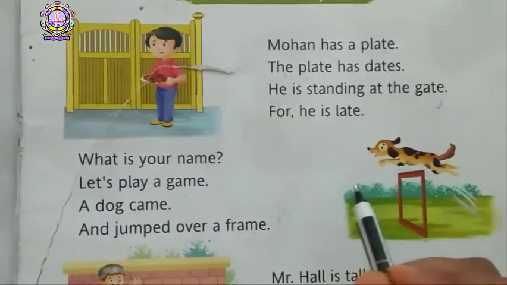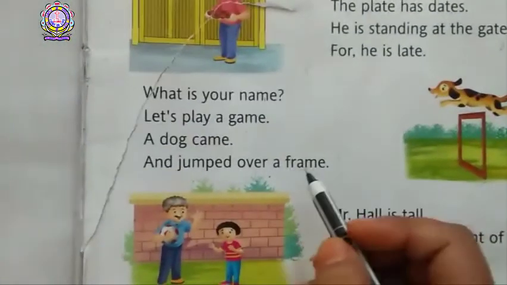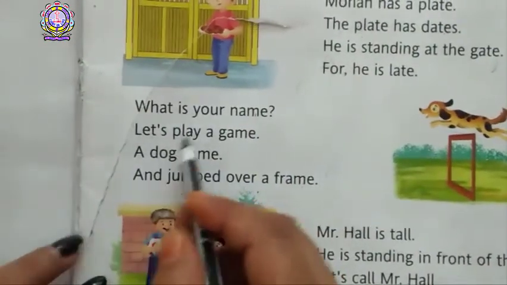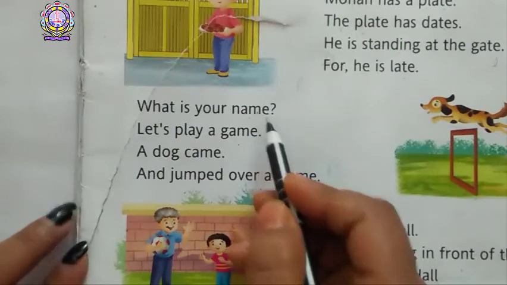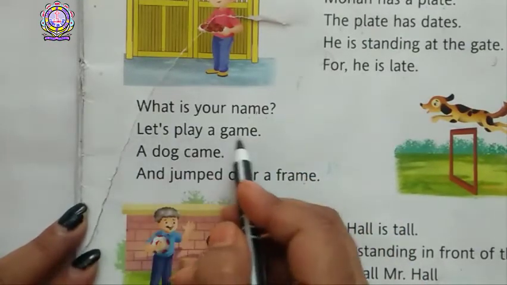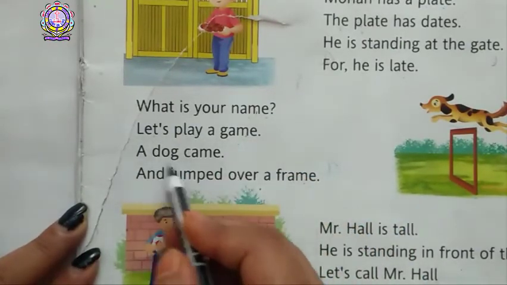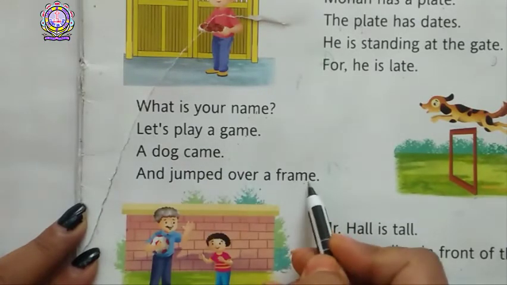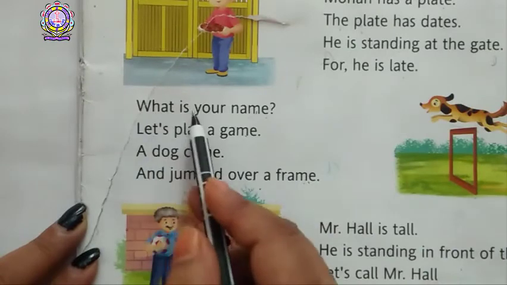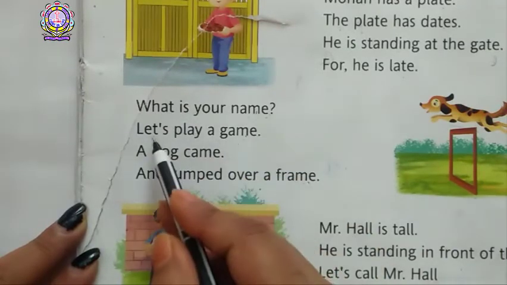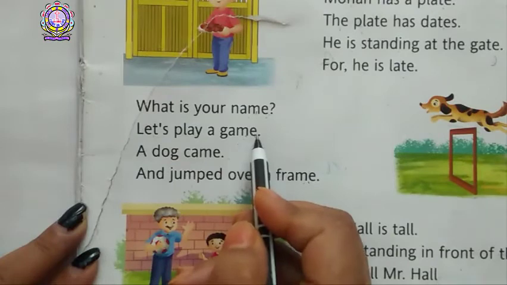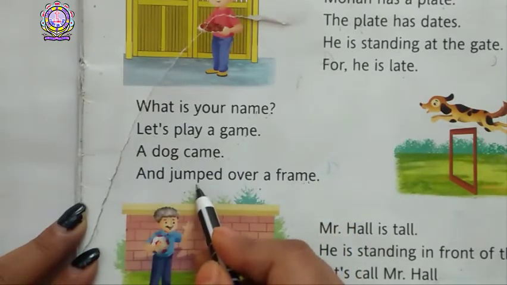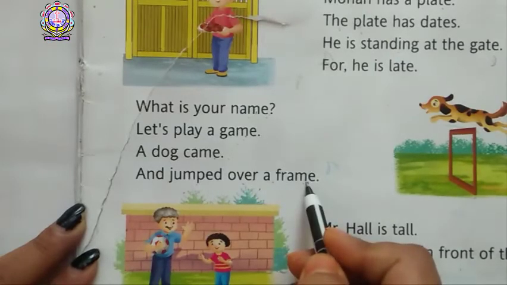Now you read. Okay? Make a screenshot and you read. Let's read second. What is your name? Let's play a game. A dog came and jumped over a frame. Let's read again. What is your name? Let's play a game. A dog came and jumped over a frame.